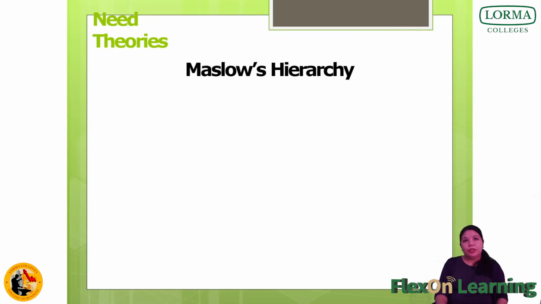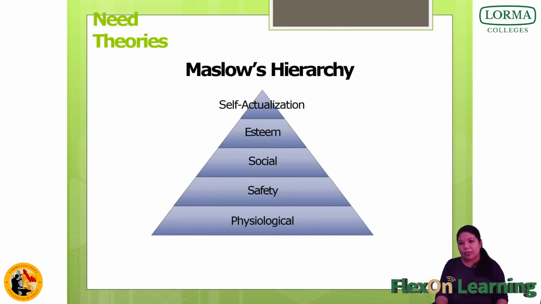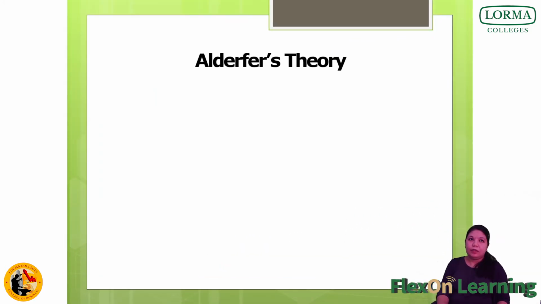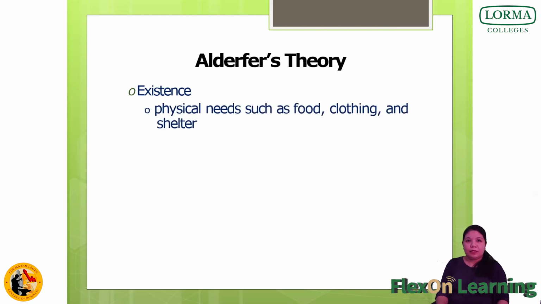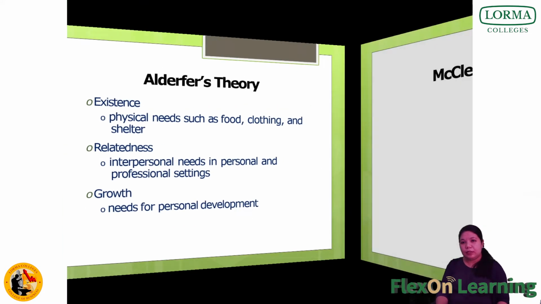Okay? The need theories. You have heard this many times. One of the need theories is Abraham Maslow's hierarchy. We have the five hierarchy of needs: the physiological, the safety, social, esteem, and self-actualization. Another one, similar to Maslow's, is the existence, relatedness, growth, or ERG theory. The first one, E, stands for existence. That includes the physical needs such as food, clothing, and shelter. Relatedness covers interpersonal needs in personal and professional settings. Growth is the need for personal development.